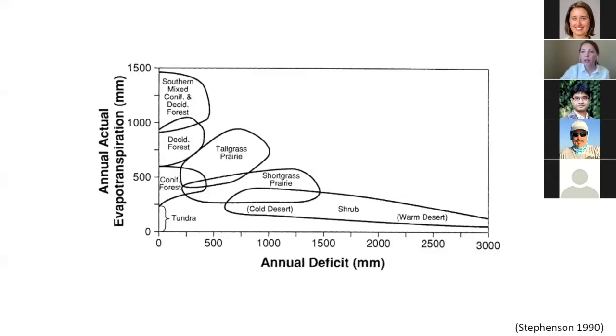So Stephenson in 1990 showed how two of these climate-water balance variables could be used to differentiate between plant biomes. So it's really looking at that continental scale. And he showed that a southern mixed coniferous forest has a high rate of AET, which is on the y-axis, and low rate of annual deficit, which is on the x-axis, compared to a warm desert, which would have a pretty high annual deficit, but a low annual AET rate.